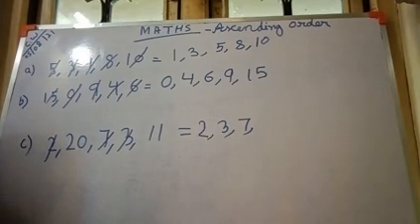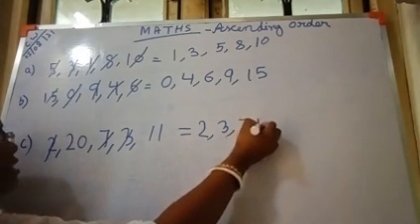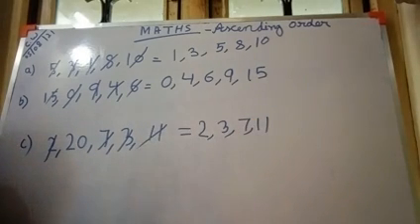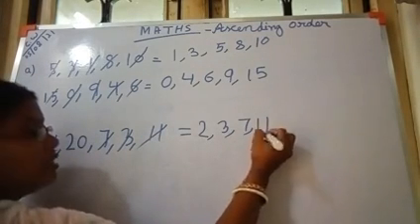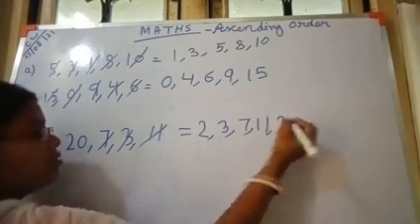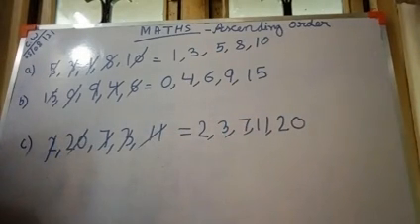10. Is 10 there? No. 11. Yes, 11 is there. Then one number is left. We will write that, the biggest number, 20. So 2, 3, 7, 11, 20. I have arranged them in ascending order.